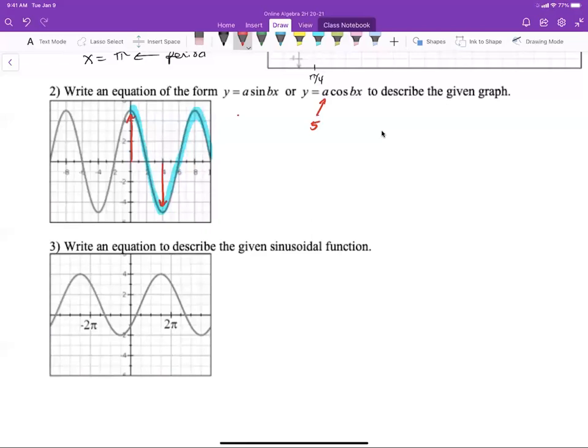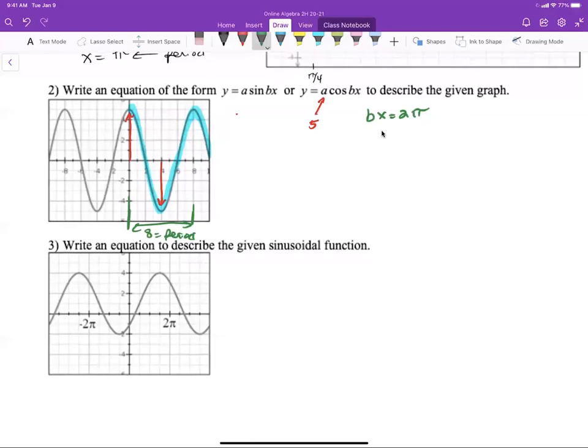Let's take a look and see what the period is here. We have a period of 8. So this is my period. 8 equals period. And so I've got to find the value of b. So b times the period is equal to 2 pi. I don't need to find my x value. I know the period, which is 8. And so this time I'm solving for b. 2 pi over 8, which is equal to pi over 4. So now we know the b value is pi over 4.